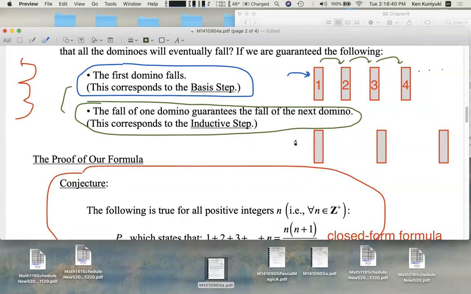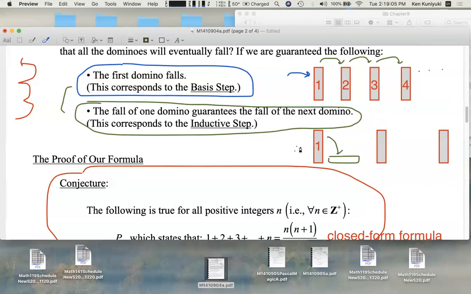Okay. Now, that's not enough. I mean, if the first domino falls, that's not enough. Let's say this domino falls, domino one. It could fall and then just kind of lie down there and it doesn't affect any of these other dominoes. So if domino one falls, it doesn't help much if we're not guaranteed that the next domino will fall, and then the next domino, and so forth.